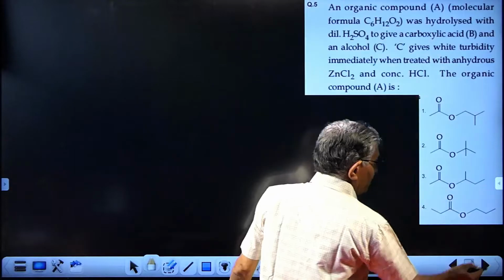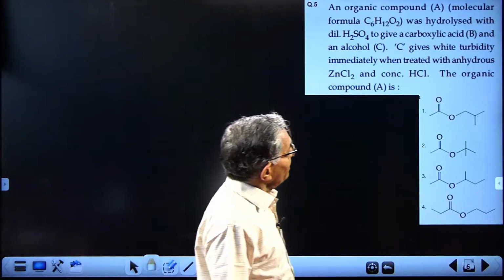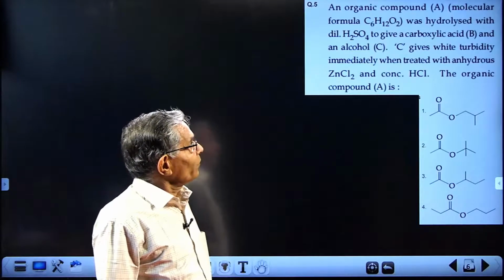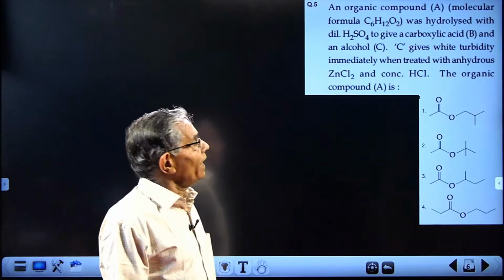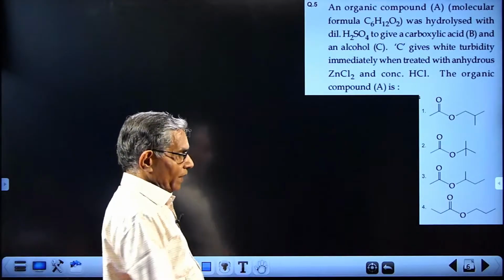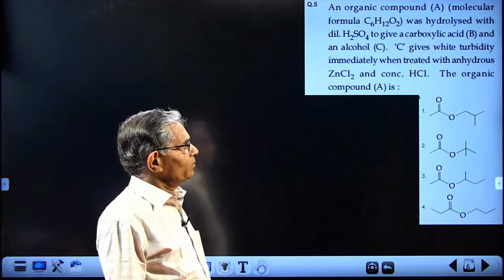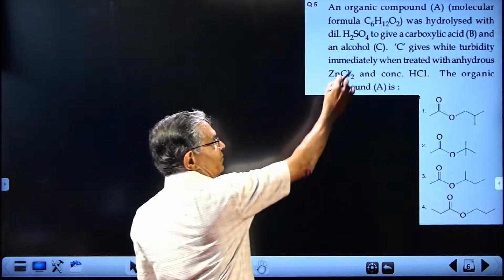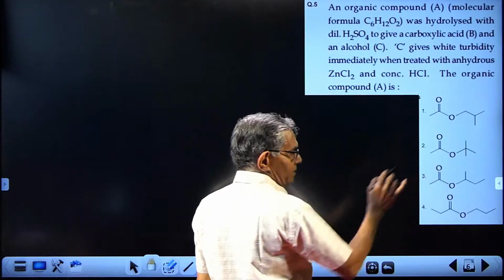Now you have next question number 5. An organic compound A, molecular formula C6H12O2. In acidic hydrolysis, it gives carboxylic acid and alcohol. So it should be an ester actually. And all these given molecules are esters. So not much help is there from the first statement. The only thing, it is an ester, that's all. But all these are esters.